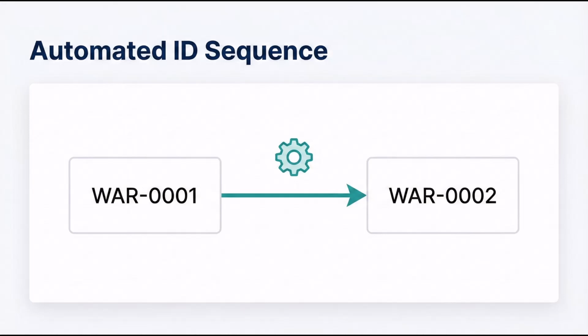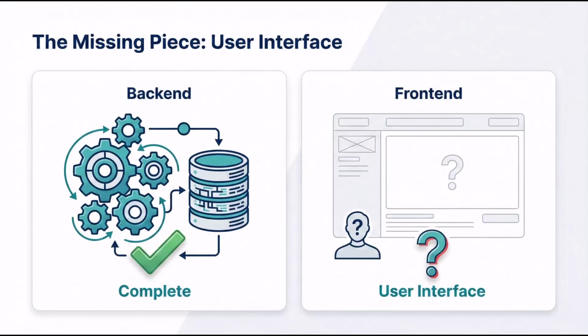Finally, we integrated the number sequence logic. This ensures that every new warranty claim gets a unique formatted ID automatically, no manual typing, no errors, just clean, consistent data. However, we still have one problem. We have built all this great backend structure, tables, relations, automation, but our users can't see any of it. They need a proper interface.